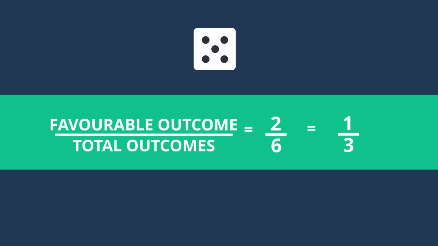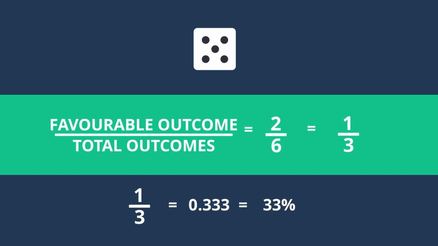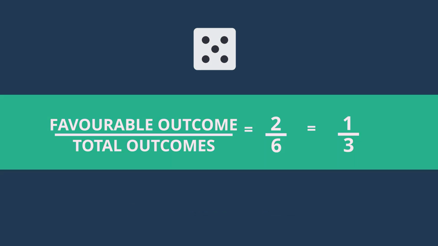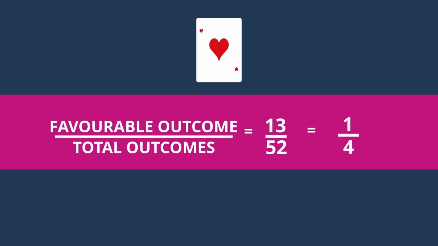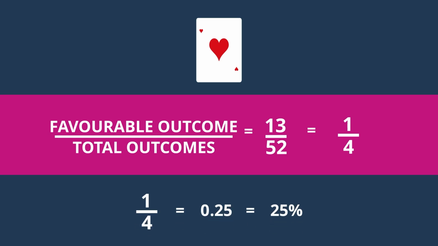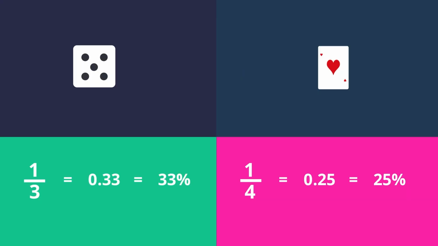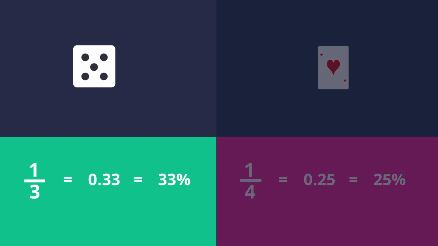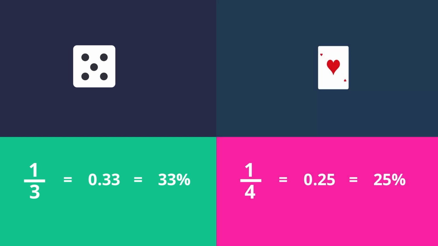Always start by converting the probabilities to another form, such as decimals or percentages, for an easier comparison. 1/3 is 0.333, or about 33%. 13/52 is a quarter, so 0.25 or 25%. Since 33% is bigger than 25%, rolling a number greater than 4 on a die is more likely than drawing a heart from a deck of cards.